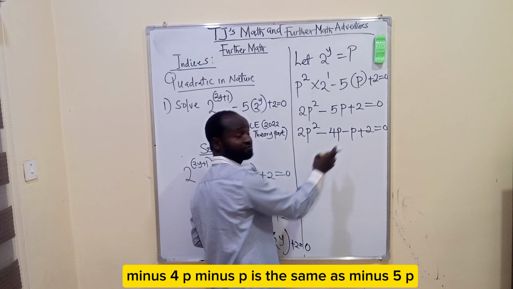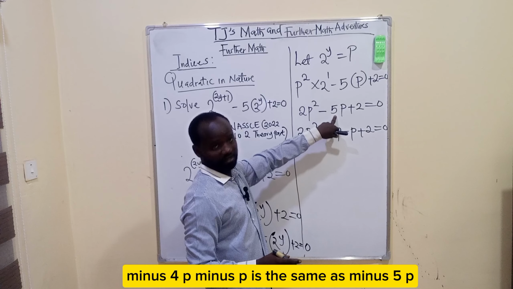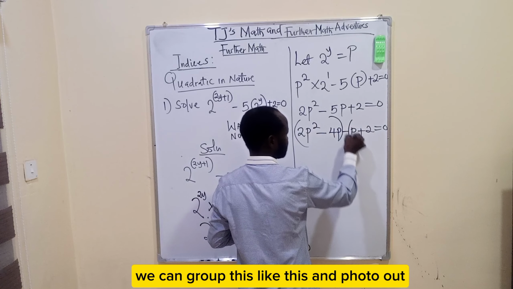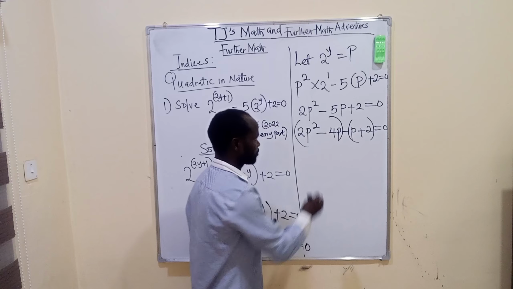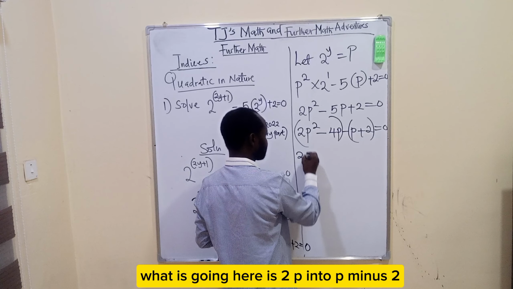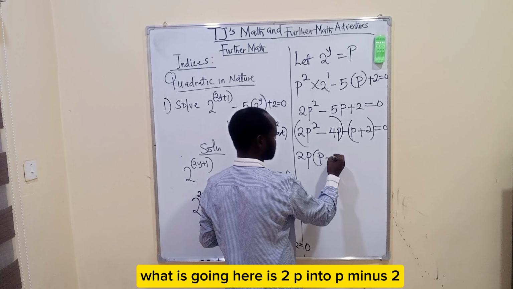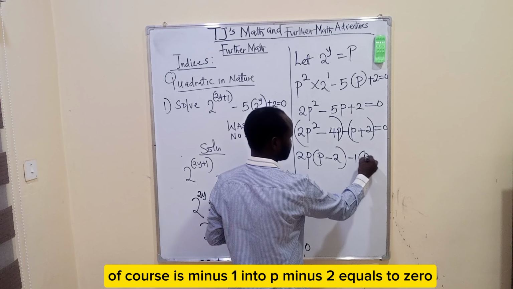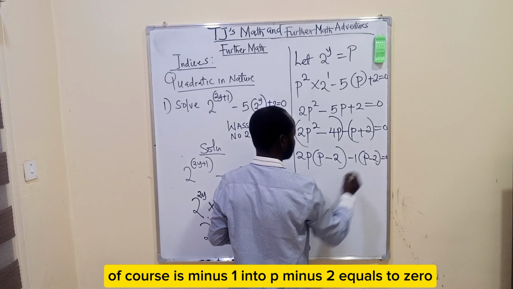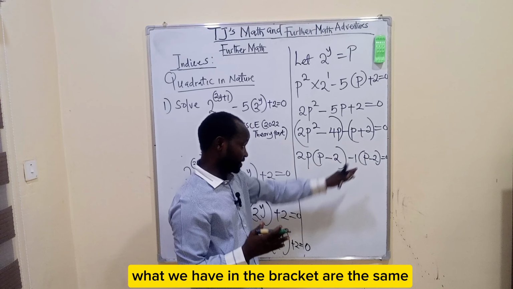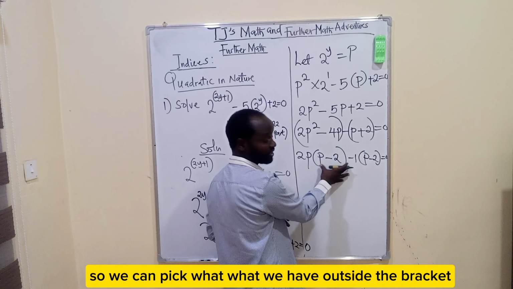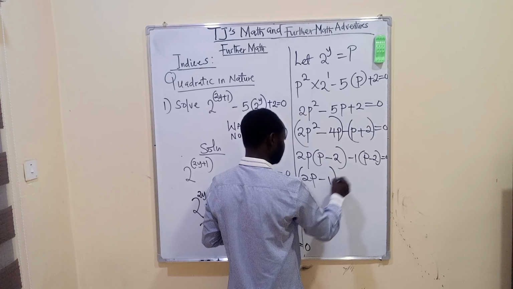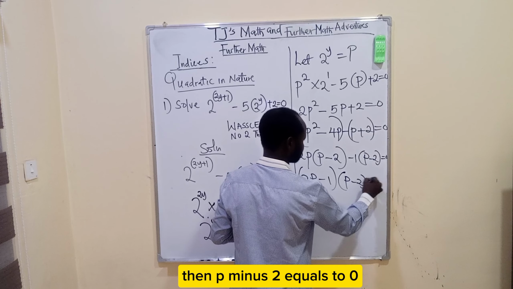You realize that minus 4p minus p is the same as minus 5p. So we can group this like this and factor out. What is common here is 2p into (p minus 2). What is common here, of course, is minus 1 into (p minus 2) equals 0. You realize that what we have in the brackets are the same, so we can pick what we have outside the bracket. That will be (2p minus 1)(p minus 2) equals 0.